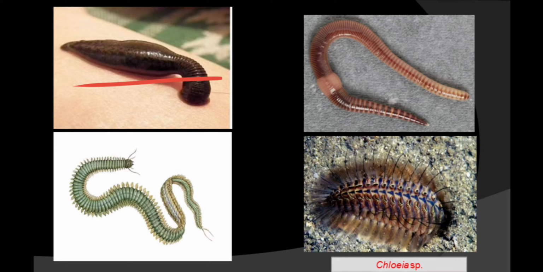Then the next one is Achiurida. Here you will find that segmentation is absent. External and internal segmentation is absent in the class Achiurida.